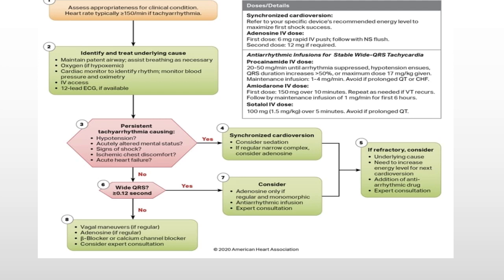So assess appropriateness of clinical condition. Heart rates typically more than 150. You have to remember this heart rate. Identify and treat the underlying cause. Maintain airway, assess breathing, oxygen, cardiac monitor to identify rhythm. You have to check blood pressure, as I have told you earlier that management is going to be changed if the blood pressure is normal or it's decreased. IV access to be established and a 12-lead ECG if available.